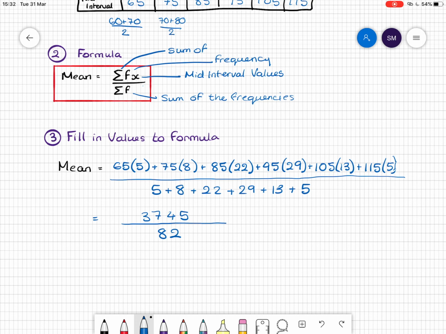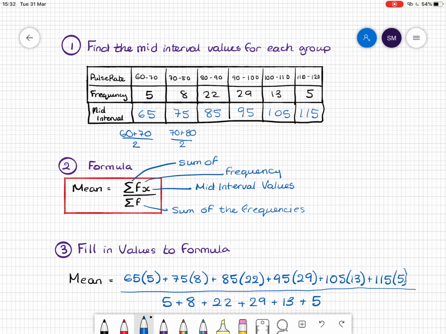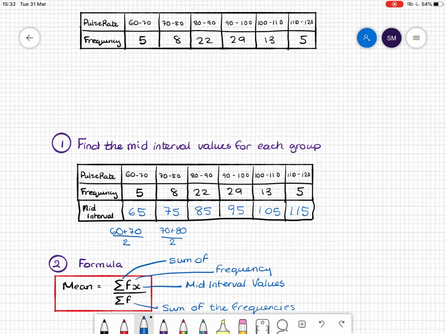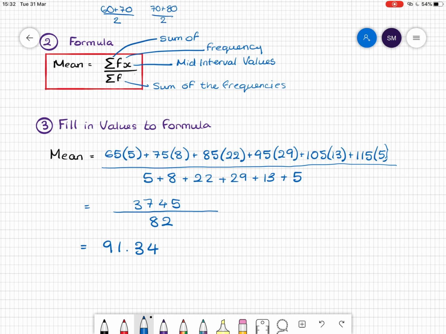Now once we've got that, we're going to divide them as we would normally, and we're going to get an answer of 91.34, which is our mean for our pulse rate for our mid-interval values in that grouped frequency table. So that is our mean pulse rate.